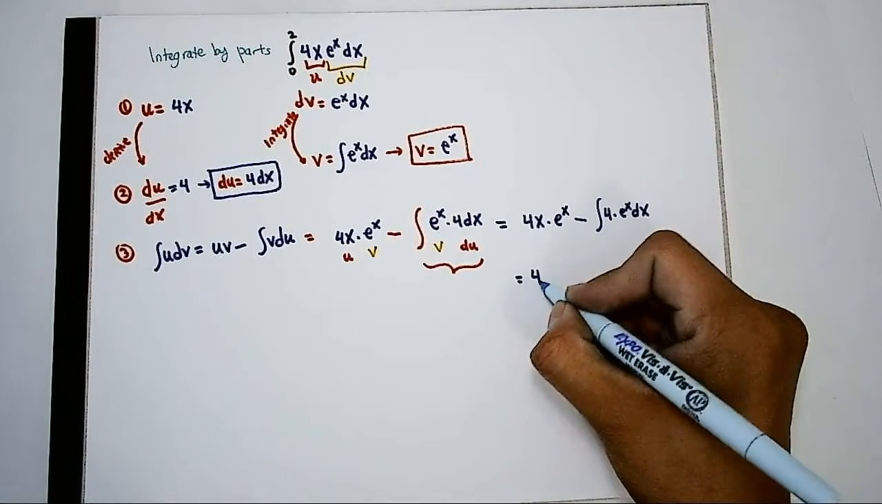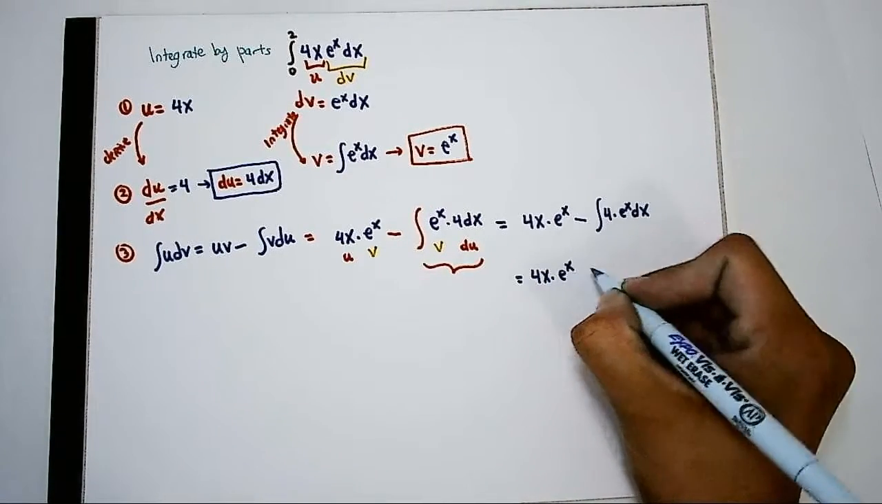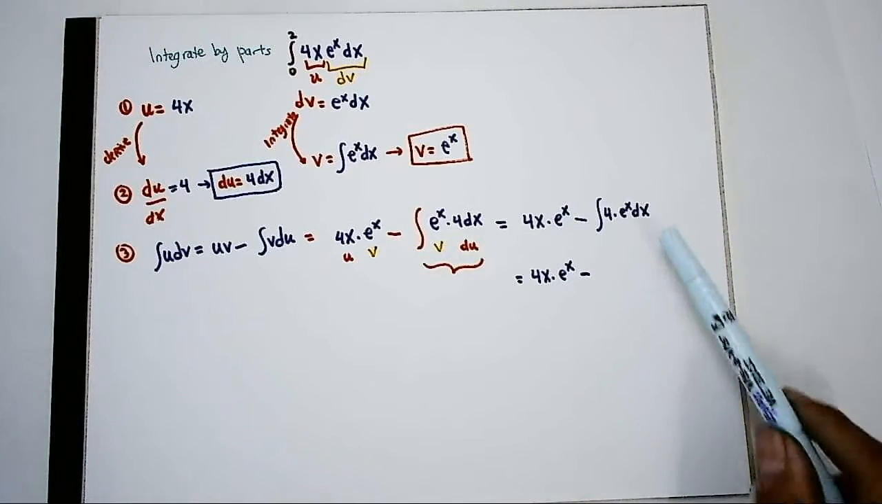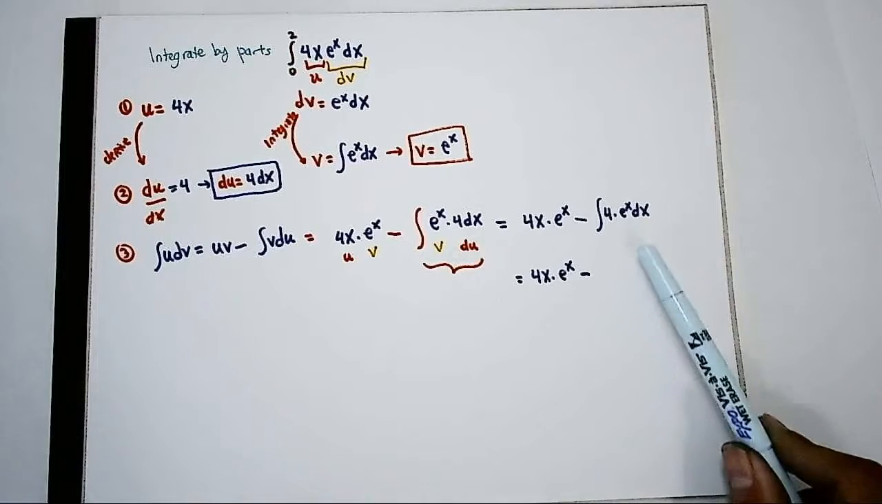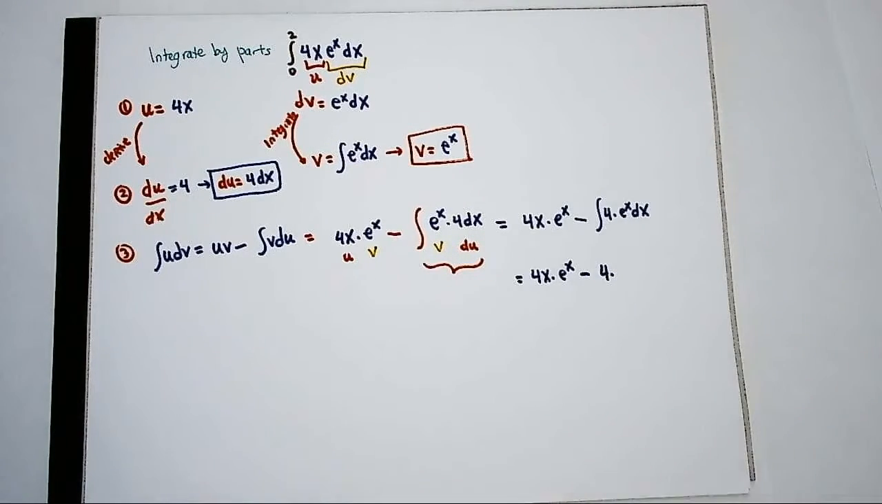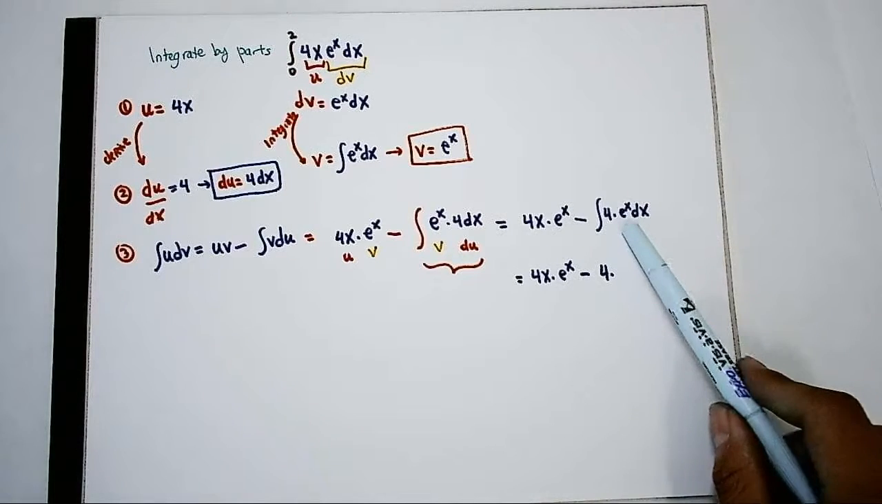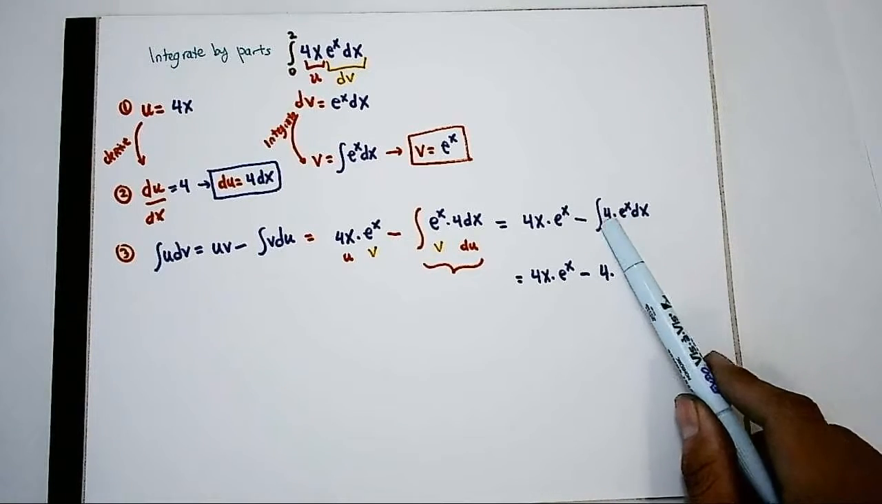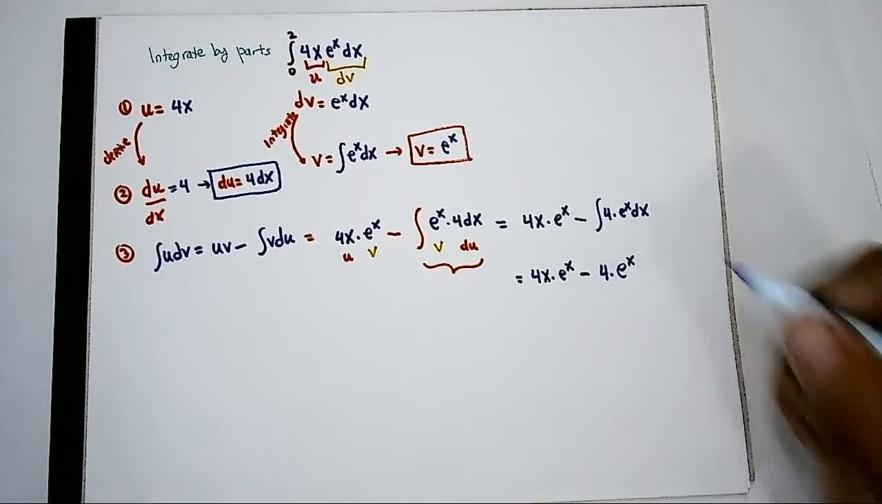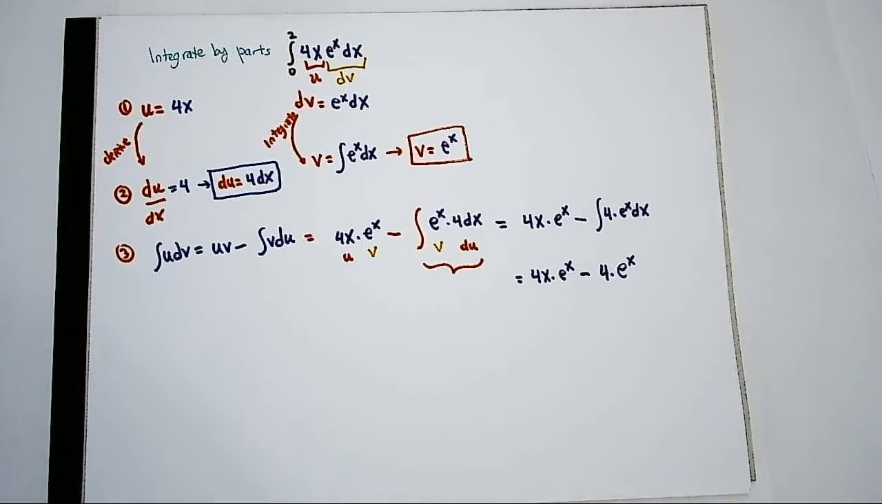Here we have 4x times e to the x. So the problem is not in the first term. It's just in the second term. Here, 4 is a constant, therefore it goes to the front. And then the integral of e to the x with respect to x is simply e to the x. So this is the integration.